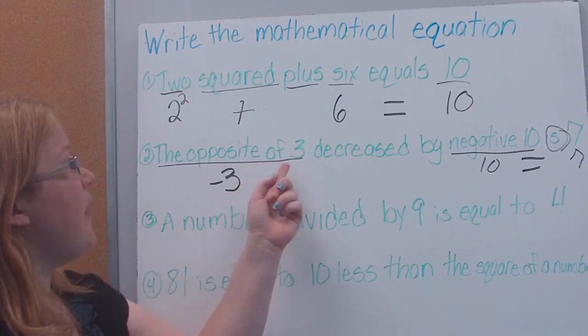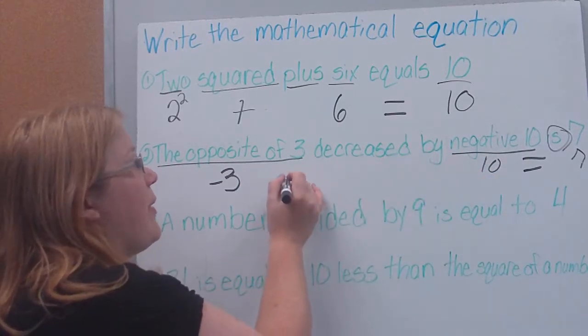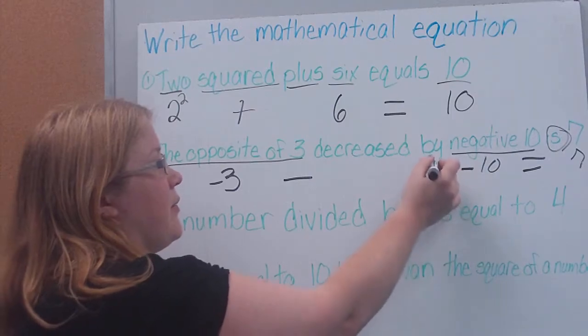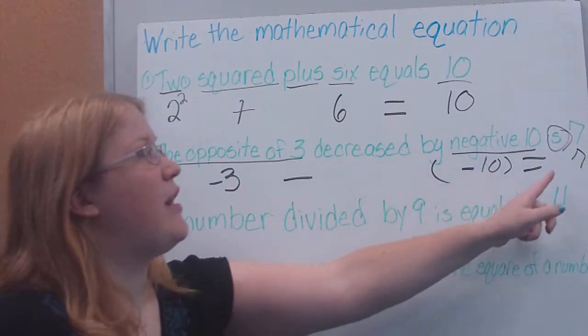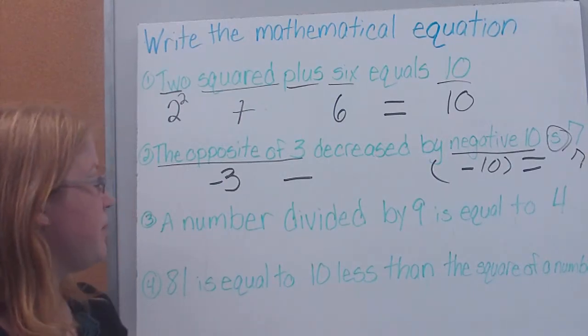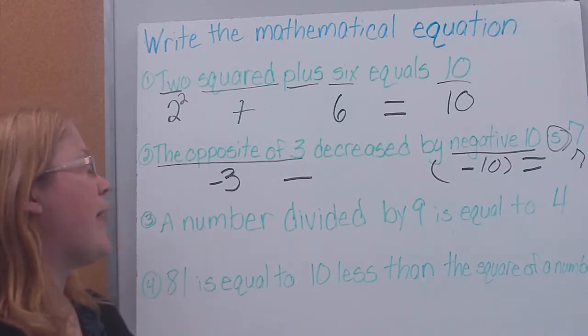So I want the opposite of 3 decreased by negative 10. Decreased by means I'm going to subtract. So I'm going to wind up with negative 3 minus negative 10 is equal to 7. And again, remember, you don't have to solve these. We're just working on writing them right now.